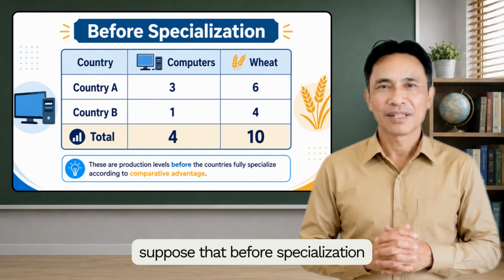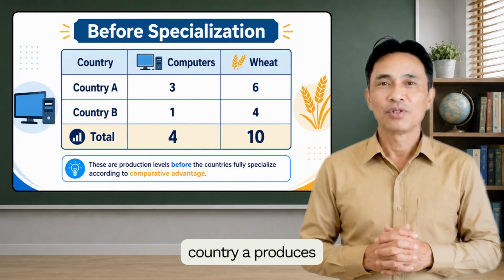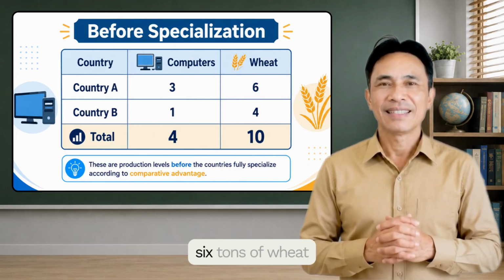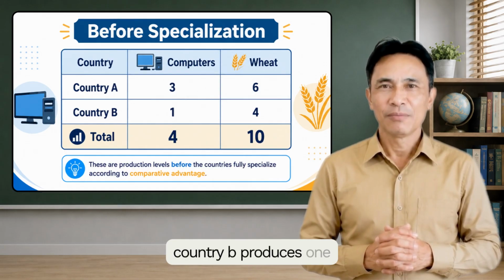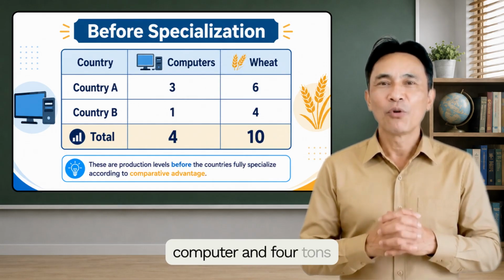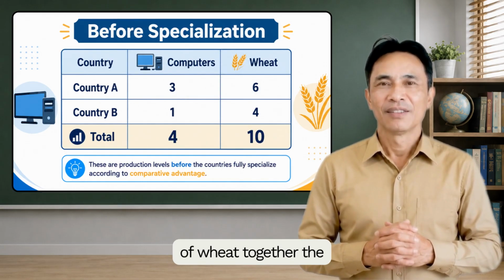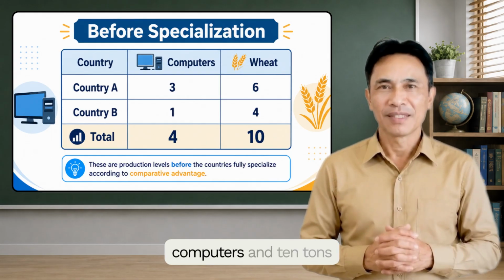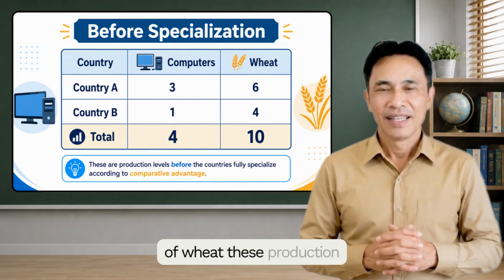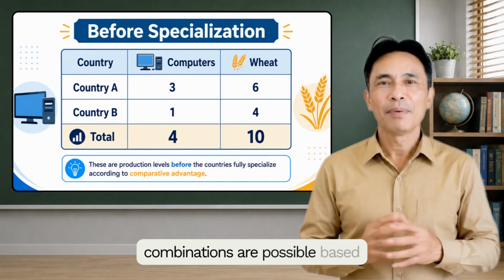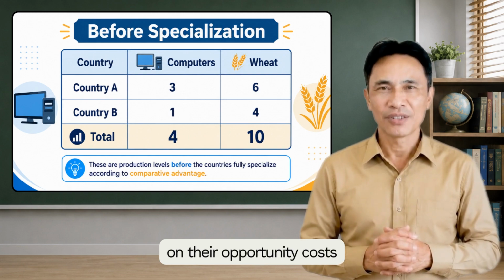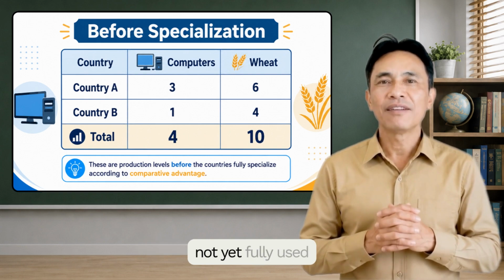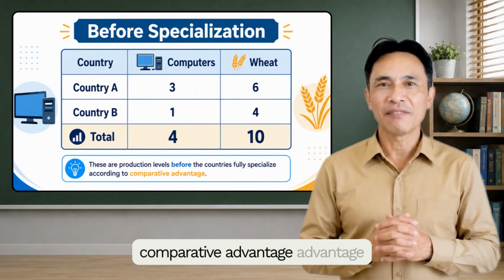Suppose that before specialization, country A produces 3 computers and 6 tons of wheat. Country B produces 1 computer and 4 tons of wheat. Together, the 2 countries produce 4 computers and 10 tons of wheat. These production combinations are possible based on their opportunity costs, but the countries have not yet fully used comparative advantage.